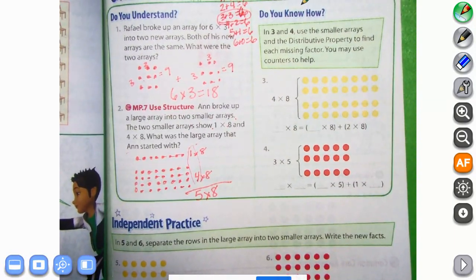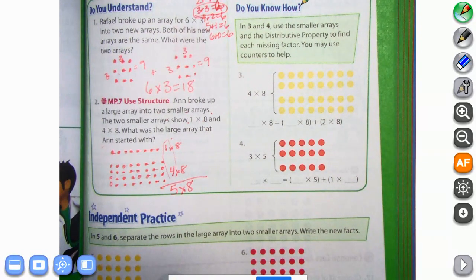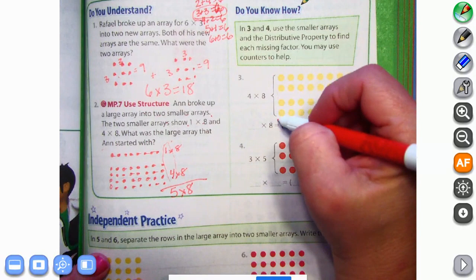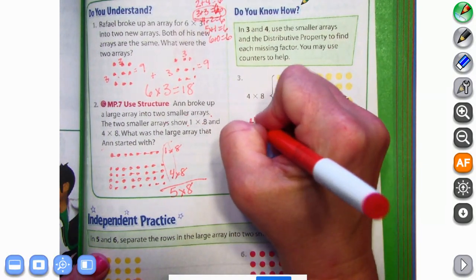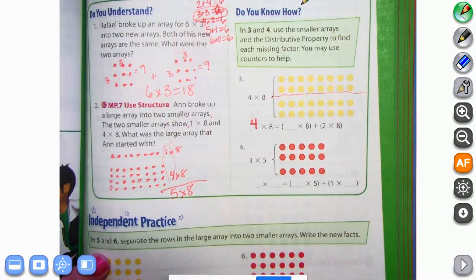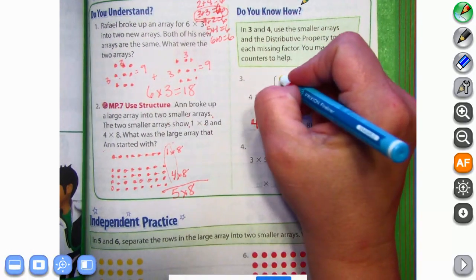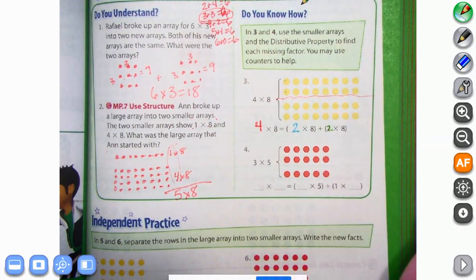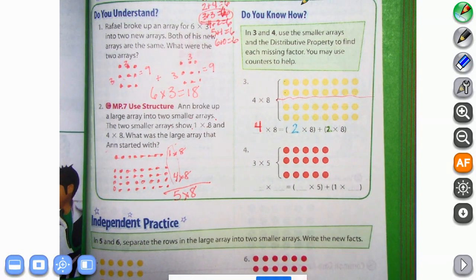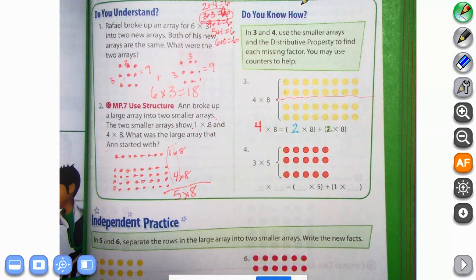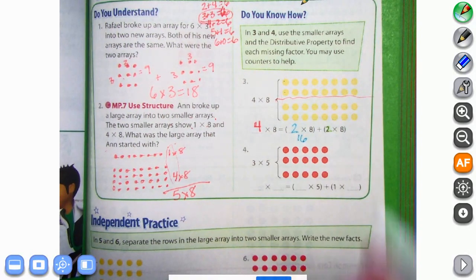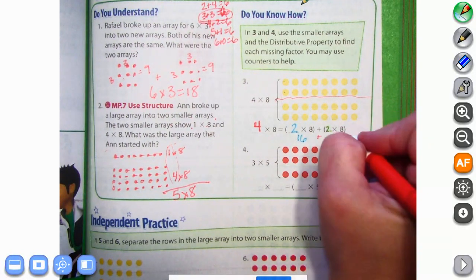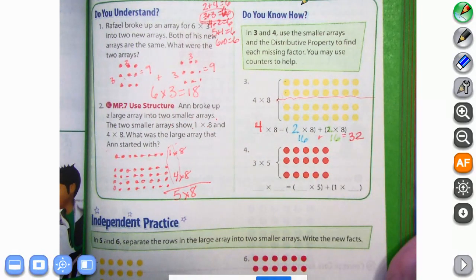All right, going into number 3. In 3 and 4, use the smaller arrays and the distributive property to find each missing factor. You may use counters to help. All right, so it shows us the whole array is 4 groups of 8, but we broke it up into 2 smaller arrays. The first one is 2 groups of 8, and the second one shows 2 groups of 8. So 2 groups of 8 is 16, and 2 groups of 8 is 16, and we add them together to get 32. So 4 times 8 is 32.